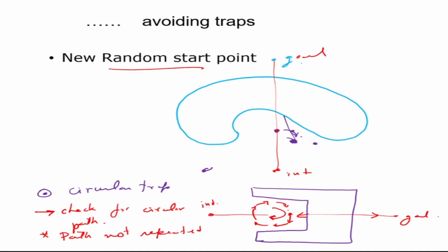So if the robot finds it is repeating this path, it should not take that same path. It should change the path immediately. For example, it should immediately change to some other path and try this one now. Then probably it will come out from here.